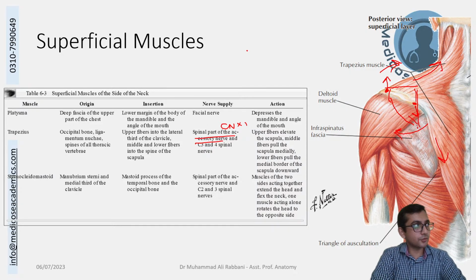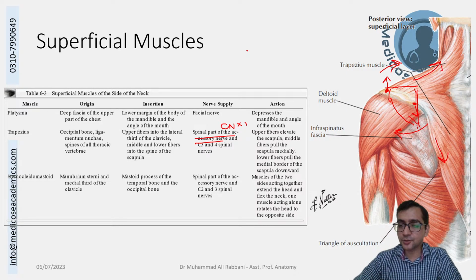A range of glenohumeral joint is 90 degrees. Yes, it's fine, 80 to 90 degrees. The rest of the movement is due to the movement of the scapula. This rotation of the scapula is brought about by the trapezius.